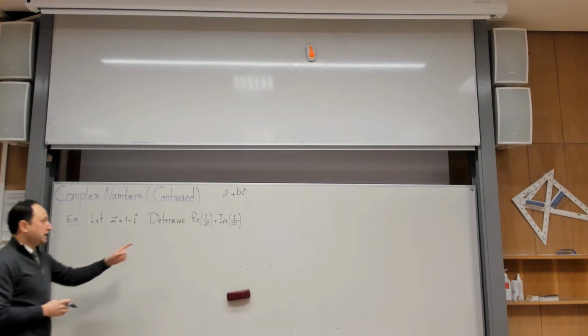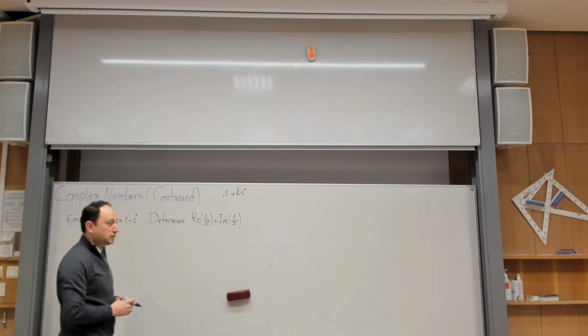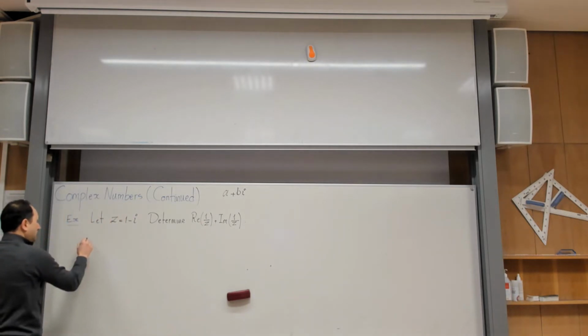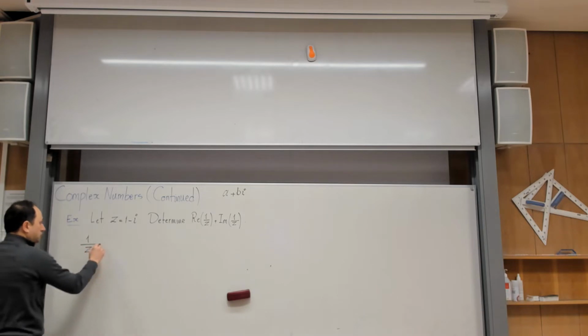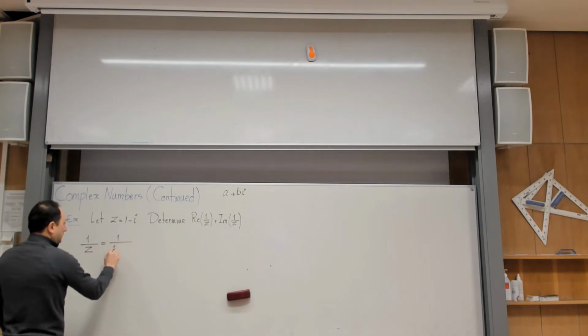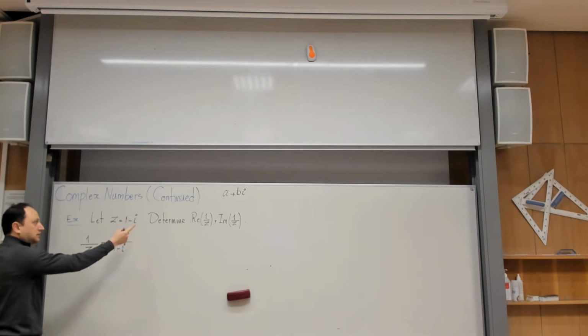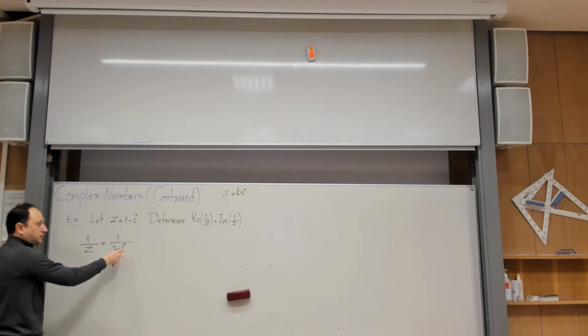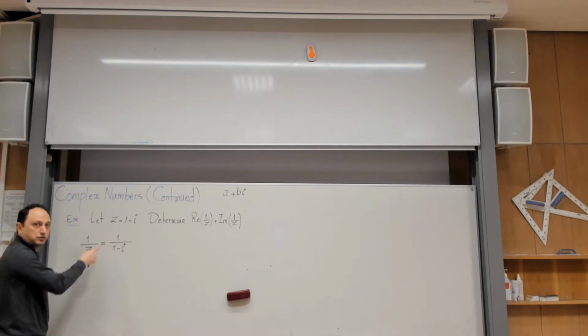So if I want to answer this question, I have to calculate 1 over z first. But of course, 1 over z is 1 over 1 minus I. It is not possible to read the real and imaginary parts of this form, yes? You have to write it in a standard form. But this is a division, yes? I told you, remember the trick.